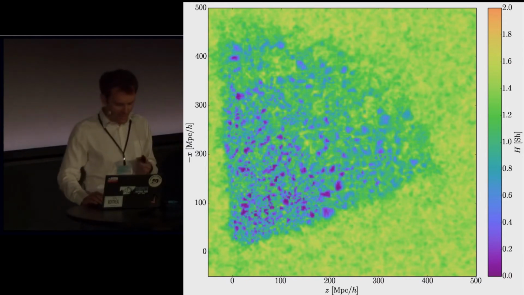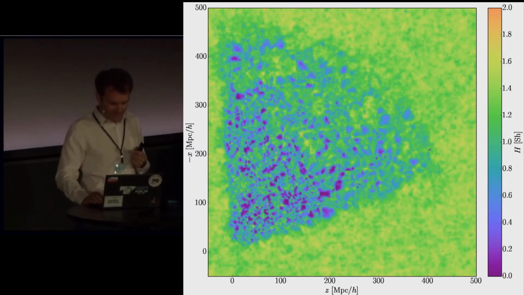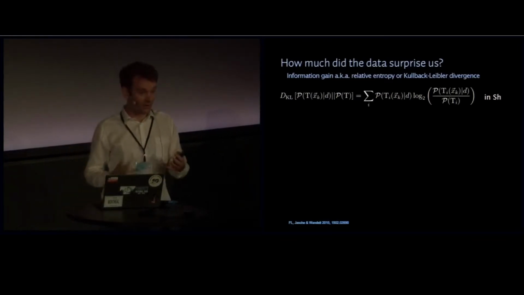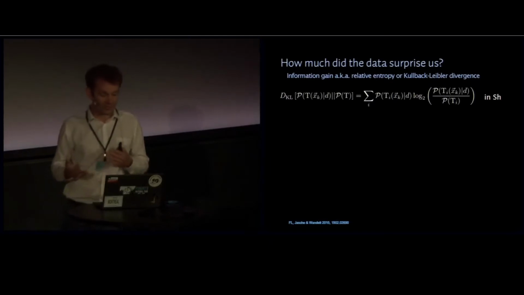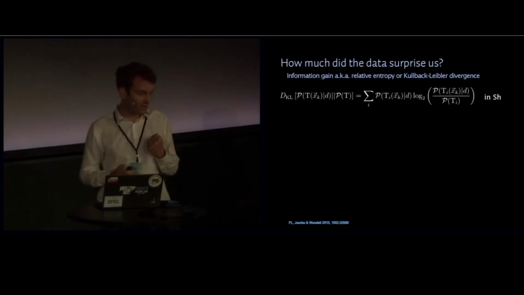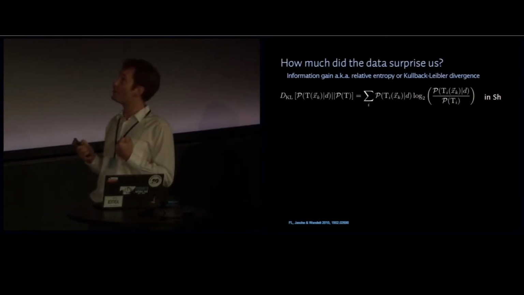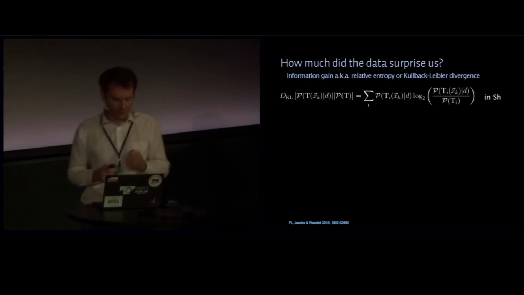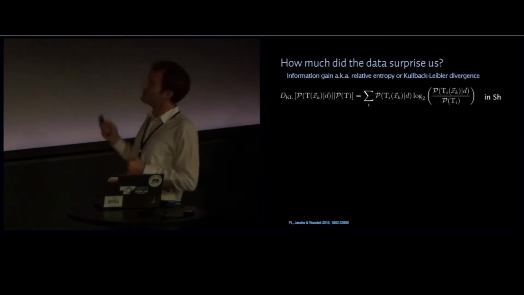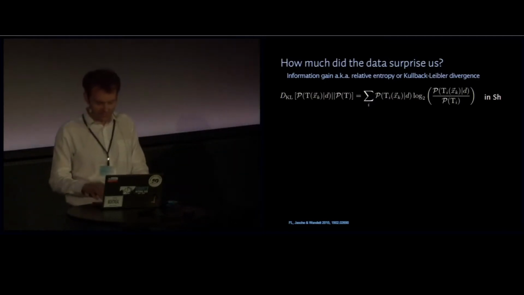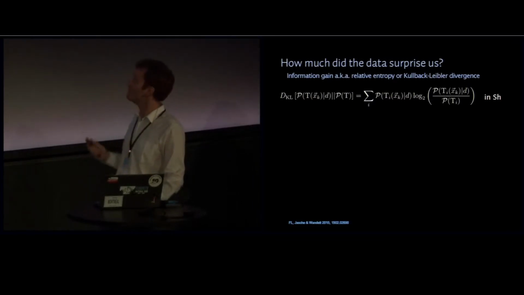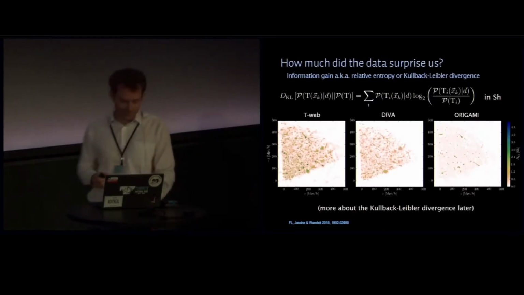Another relevant question is, how much did the data surprise us? And this is in particular, how have we moved our state of knowledge between the prior and the posterior. So this is also something that can be quantified in the language of information theory, with the notion of information gain, also known as the relative entropy or the Kullback-Leibler divergence. So the mathematical expression is here, and this is also quantified in terms of Shannons, and this is also something that we can map for the 3 different algorithms, the T-Web, DIVA, and origami. And this is what we have learned on the structure type.